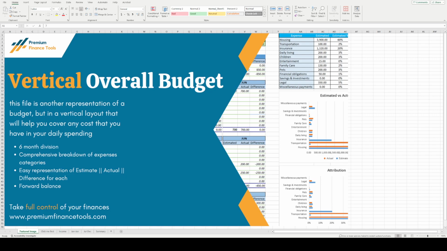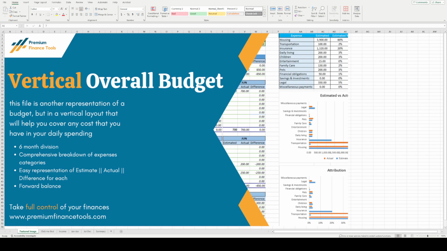The purpose of this file is to help you granulate all the expenses and compare actual cost versus projected cost. So at the end of the year, we can very clearly see where the delta is. Where is the difference? Are we spending much more than we're anticipating?